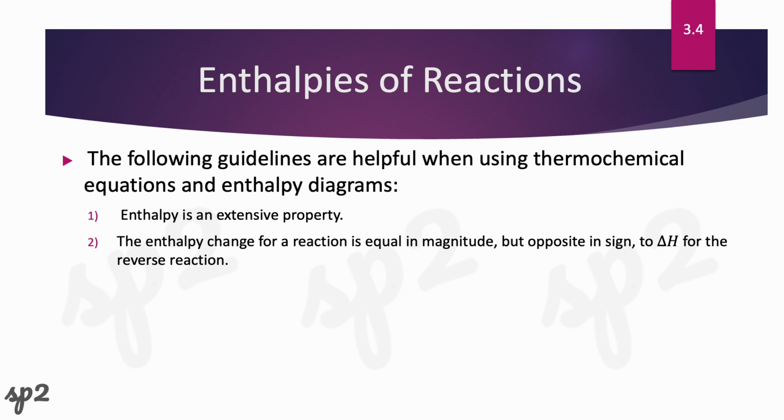The second one is the enthalpy change for a reaction is equal in magnitude, but it must be opposite in sign to the delta H for the reverse reaction. So that means reactions are going to have, let's say, positive delta H in one way. If you flip the reaction, if you have the reverse reaction, we expect to get a negative delta H for that, right?